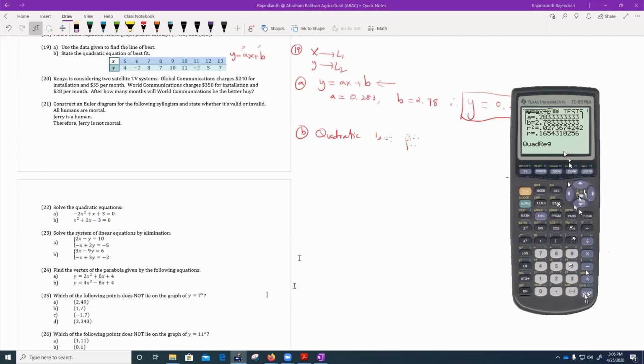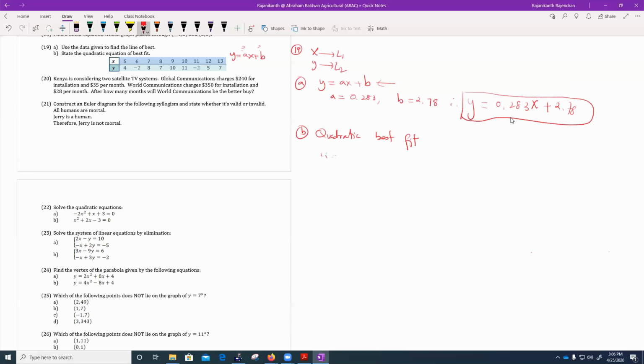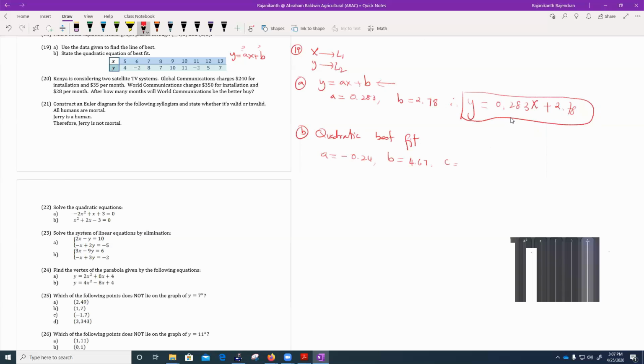Now you will get three values. Remember, the quadratic formula is given by ax squared plus bx plus c. So you need to have three coefficients there. That is why you have three estimations. So write down all three values. My a is negative 0.24, and I got b as 4.67, and my c is negative 15.32. Am I right? So let us check that.